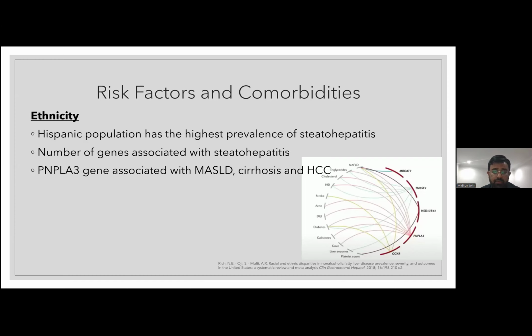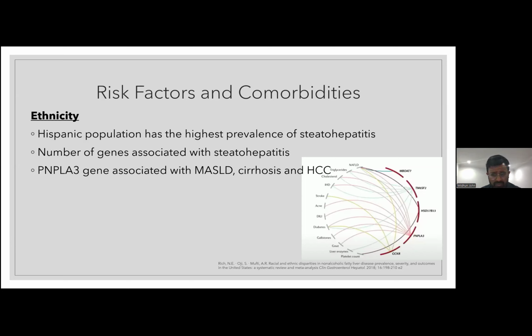Hispanic population has come up quite a lot, and they're more likely to have MASLD over the general population. And there are studies to show a comparison in Rich and E et al. Basically, they looked at Hispanics versus Black Americans, and they found that they are more likely to have MASLD, and then later inferred that the PNPLA3 gene has been found more in these Hispanic populations.